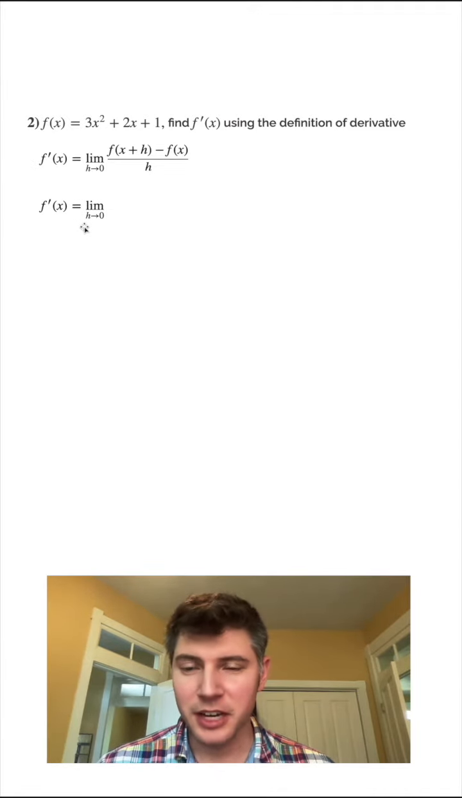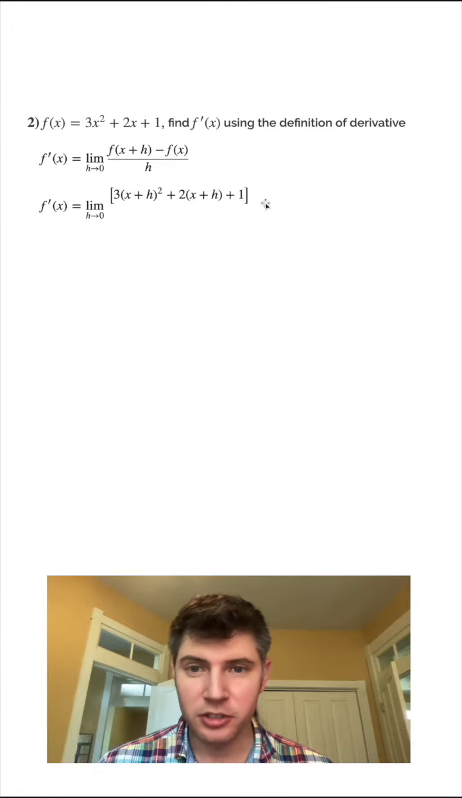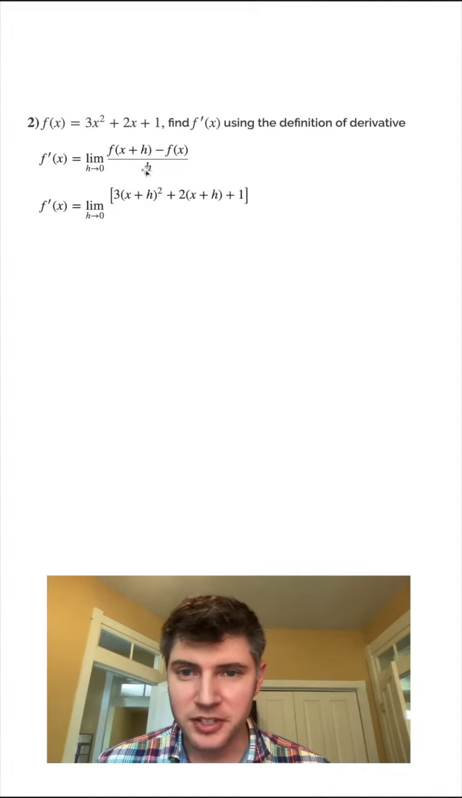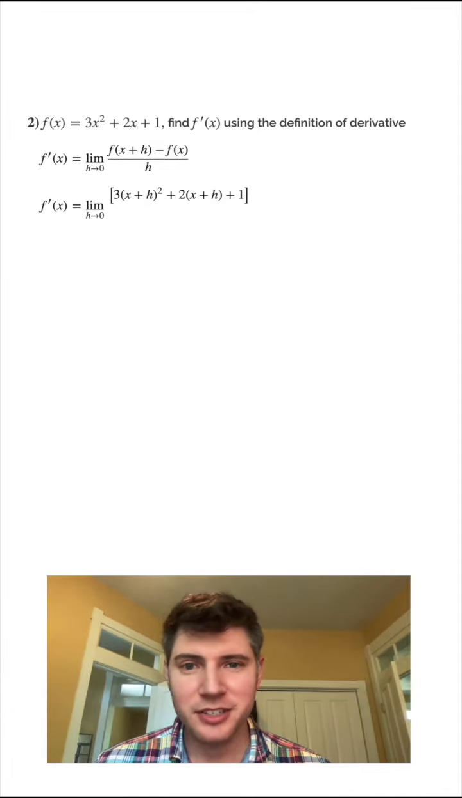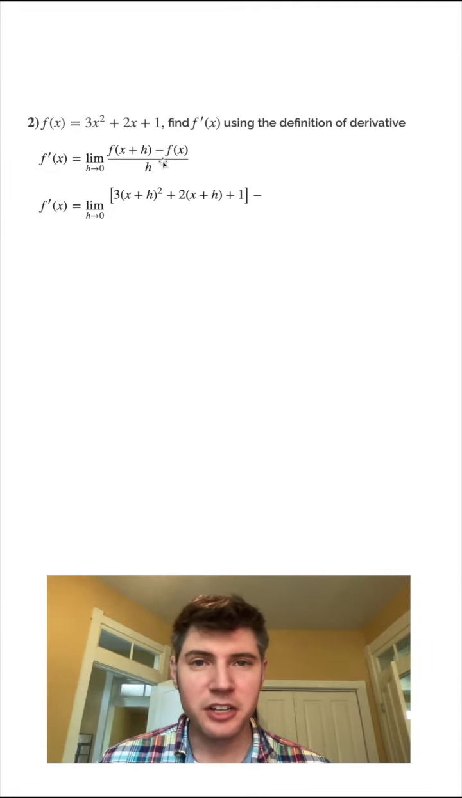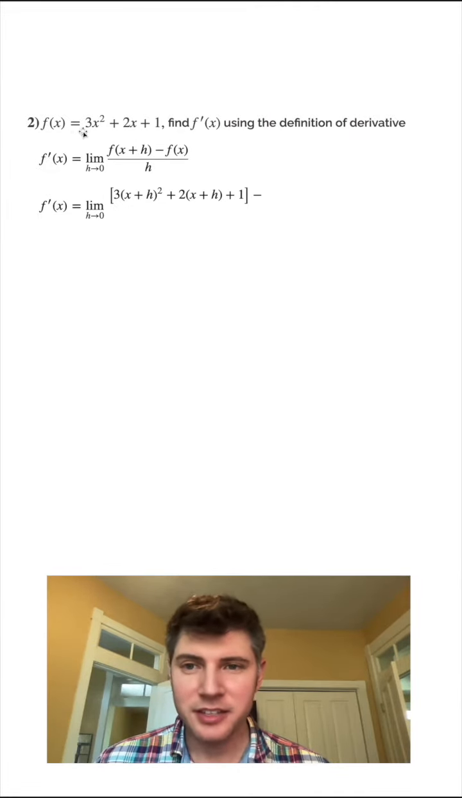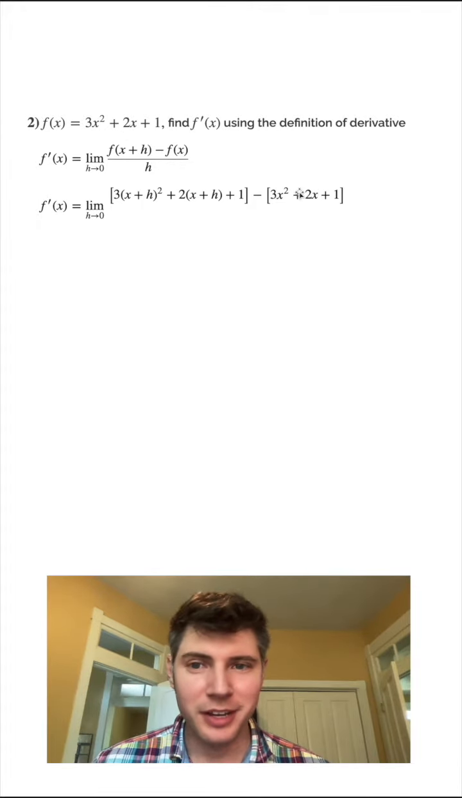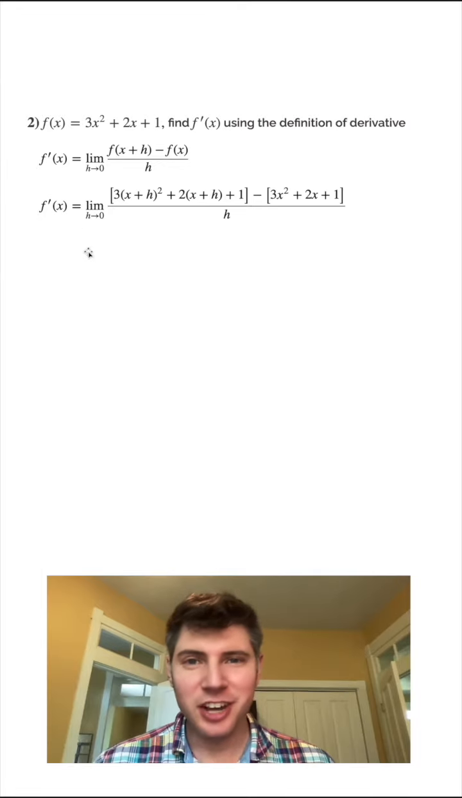Let's copy this stuff down, and then f of x plus h means we're going to plug in x plus h everywhere that we see an x. So it's going to look just like this. X plus h goes in for this x, and x plus h goes in for this x. And next thing we subtract, and the thing we're going to subtract is f of x. It's this thing right here, the 3x squared plus 2x plus 1. We're literally just plugging that in for f of x. And then divide everything by h.